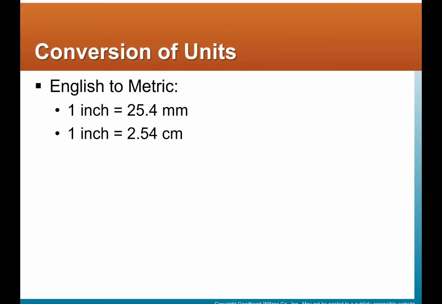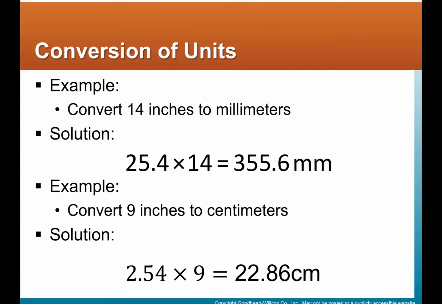When we're converting English to metric, we have some basic units of conversion. 1 inch equals 25.4 millimeters, or 1 inch equals 2.54 centimeters. So an example of those would be converting 14 inches to millimeters. I would use my conversion factor of 25.4, multiply it by the number of inches, and come up with my final answer. Additionally, if I was changing inches to centimeters, I would use my conversion factor of 2.54, multiply it by the number of inches, in this case 9, and come up with my final answer.